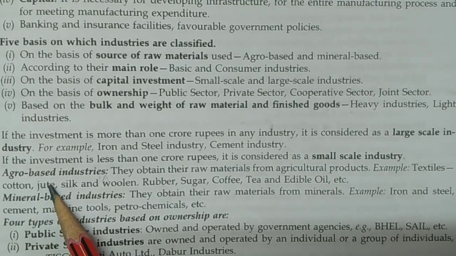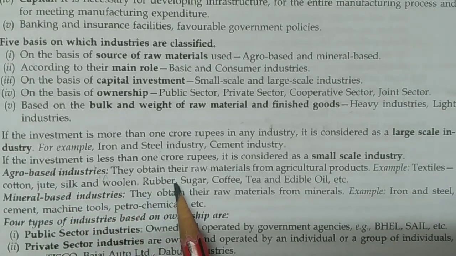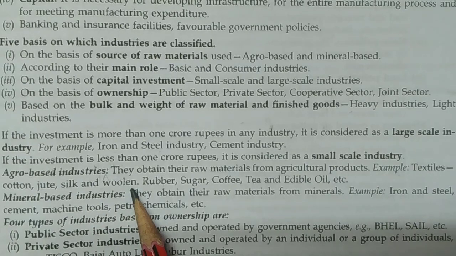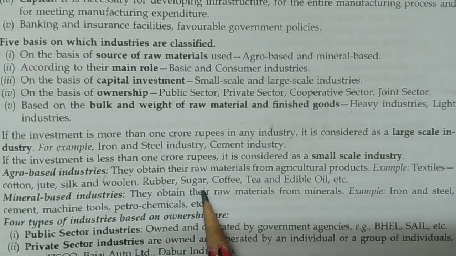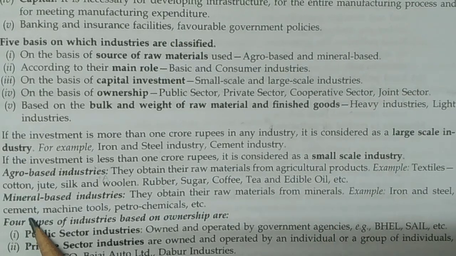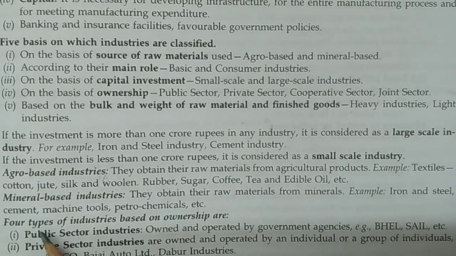So agro-based industries obtain their raw material from agricultural products, for example, textiles, cotton, jute, silk, woolen, rubber, sugar, coffee, tea, and edible oil, etc. Next, mineral-based industries obtain their raw material from minerals, for example, iron and steel, cement, machine tools, petrol, chemicals, etc.